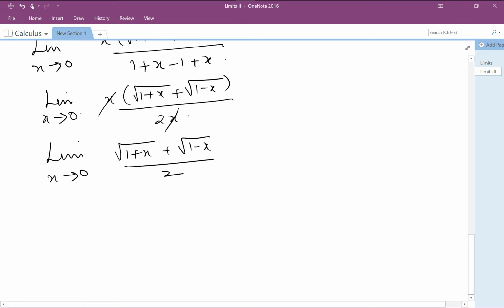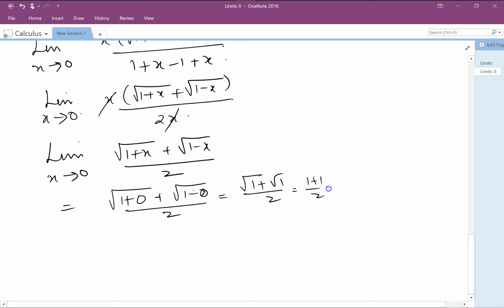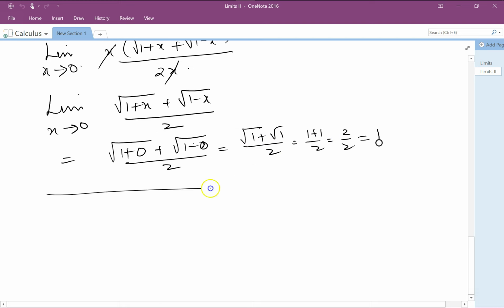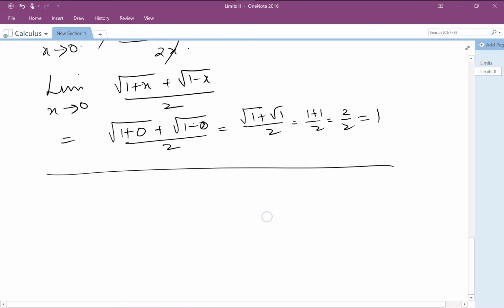Now we can substitute. So this becomes equal to square root of 1 plus 0 plus square root of 1 minus 0, by 2, which is square root of 1 plus square root of 1 by 2, which is 1 plus 1 by 2, which is 2 by 2, which is 1. The same would happen in the numerator also.